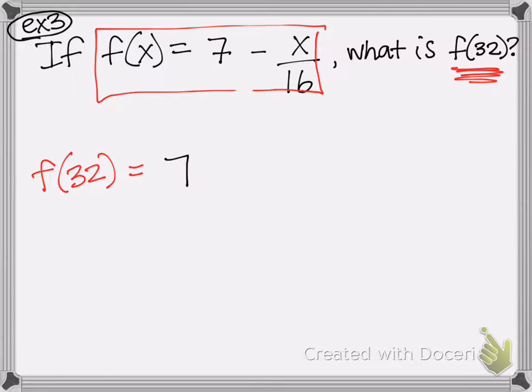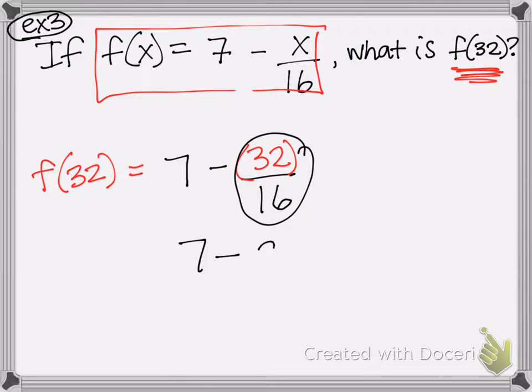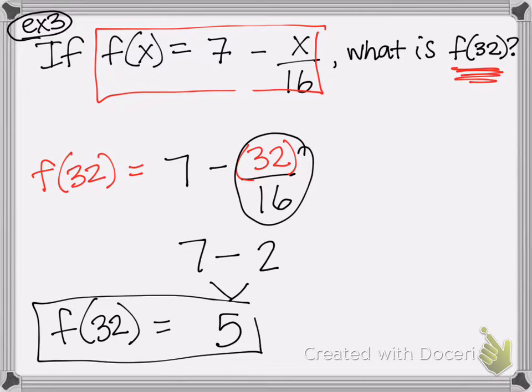So I'm going to pull down my original function, f of x equals 7 minus x over 16, and instead of that x, I'm going to write the number 32. From there, I do still want to use my parentheses, just in case, and then I'm just going to simplify and evaluate it. So I have 7 minus 32 divided by 16, which is 2, and then 7 minus 2 is 5. So I would know that the function at 32 is 5. My final answer would be 5.